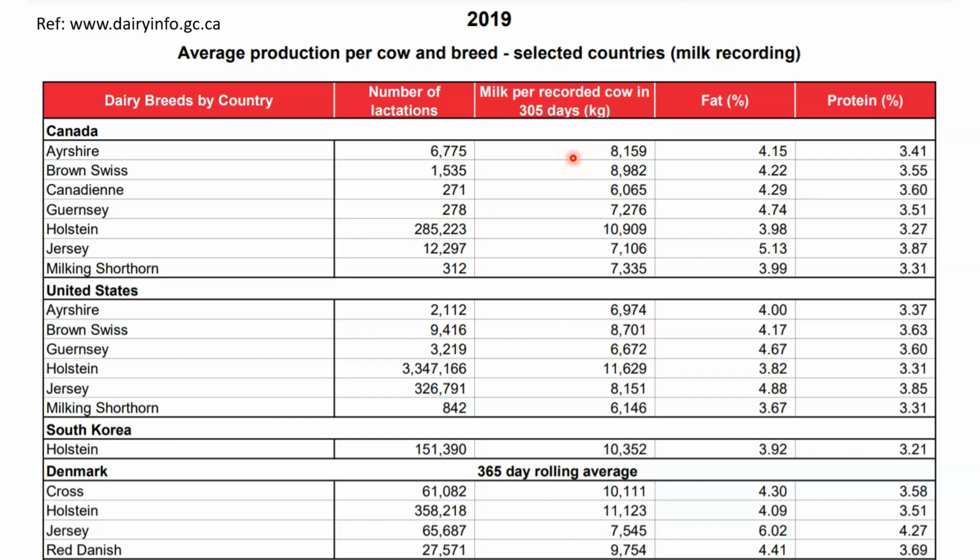When we say milk recording, that means recording of lactation data in animals, right? In Sri Lanka, this is not done. In certain countries, they do it every day for every animal. In certain countries, they don't do it every day, but they will do it periodically. Anyway, you have to have some kind of recording. It's not an easy task.